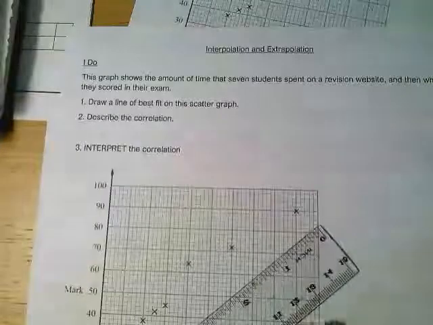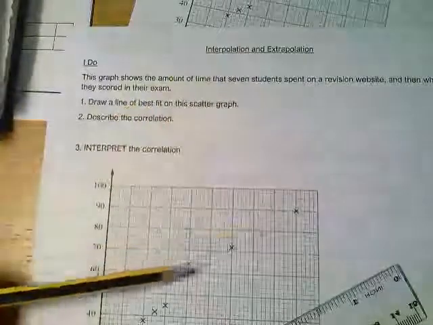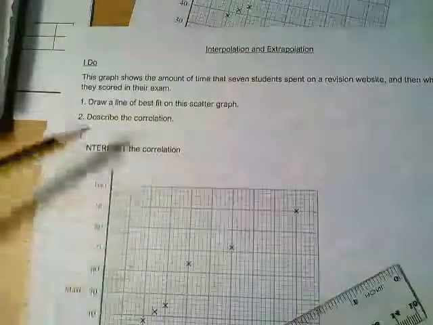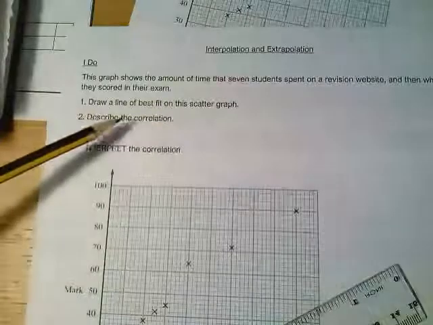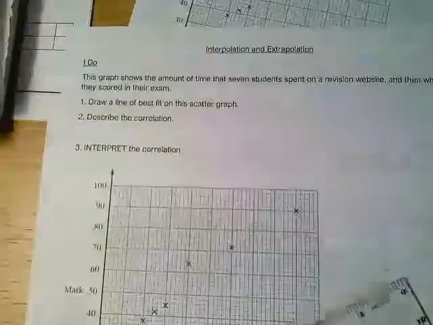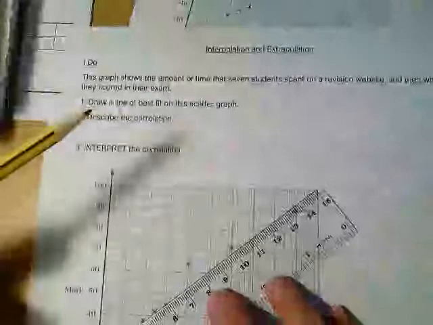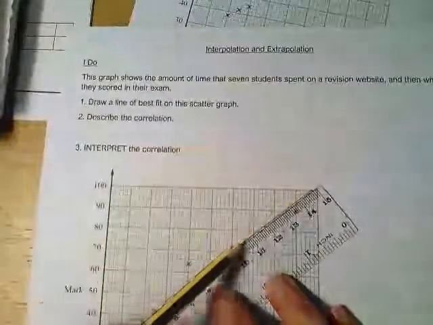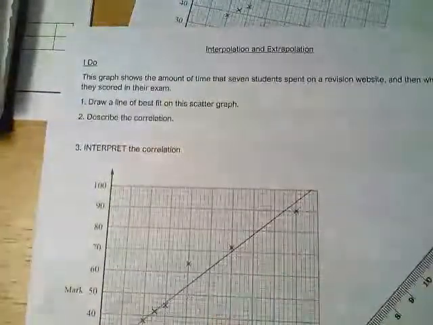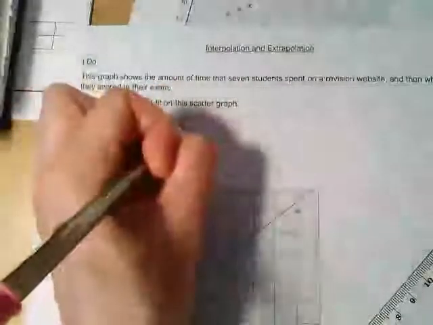Okay, stats, we're just going to be super confident now about using a scatter graph, drawing a line of best fit on it, interpreting the correlation, describing it and interpreting it, but also saying whether estimates we make are good or bad. So first of all, I'm going to draw the line of best fit. There. So I'm going to describe the correlation. It's positive, and I'm going to say it's quite strong because the points are lined up pretty neatly.